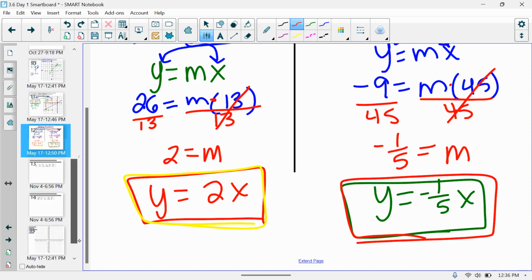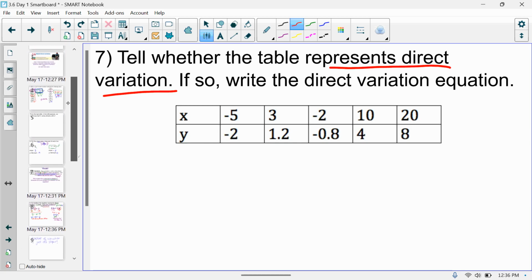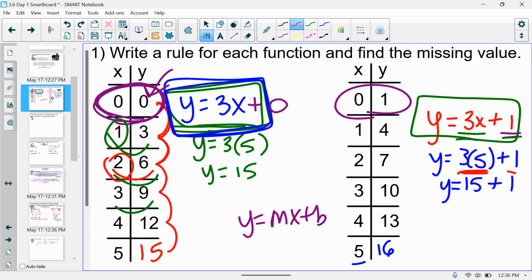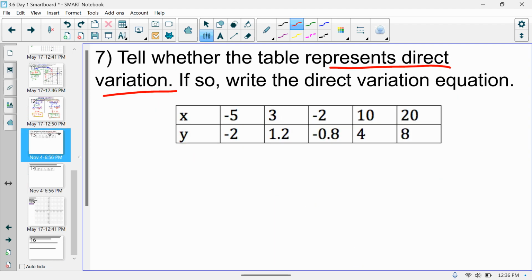Okay, another type, you might have a table and it might say, tell whether the table represents direct variation. I want to go back to the very beginning of class when I gave you two tables today. Remember how we said this one was direct variation and the other one wasn't? Because in direct variation, you're just taking this number times something to get this. There's not anything added on because it's like a plus zero, right? When you add zero to something, it doesn't change it. So that's kind of the idea of what we need to look for here. Like, what do you multiply this by to get this?